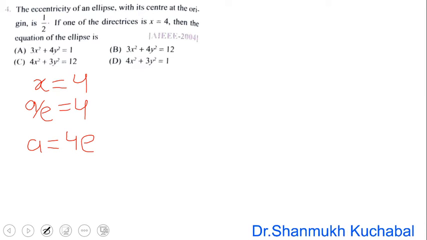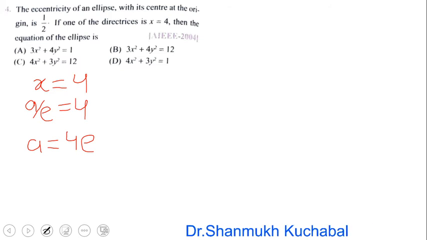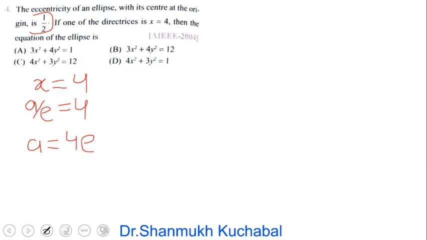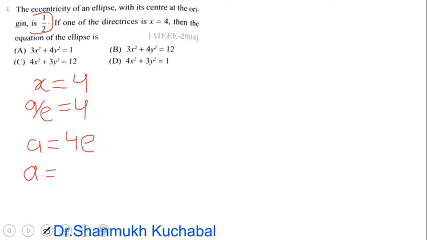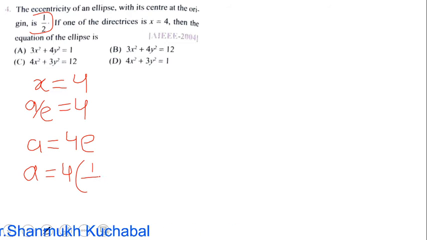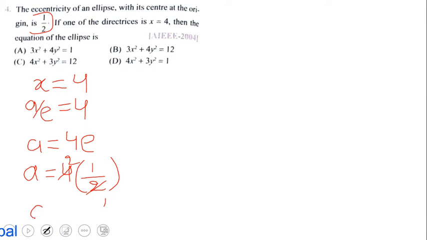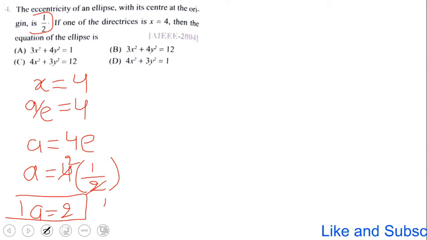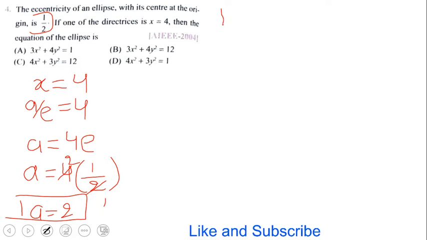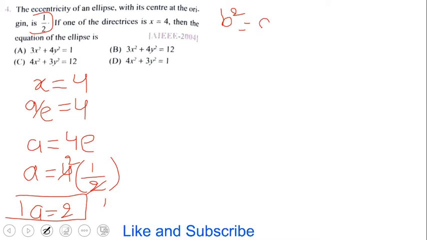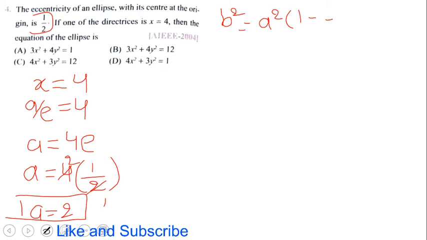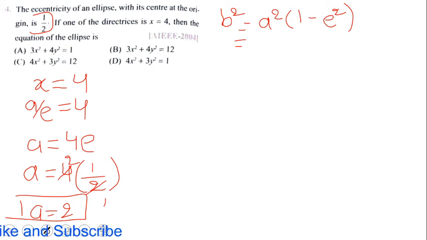So further, they have given the eccentricity of the ellipse is 1 divided by 2. So a is as it is 4 into e, which is 1 divided by 2. So 2 ones are 2, 2 twos are 4. So a is equal to 2, we are going to get. So now I use the relation between a, b and e. So it is b square equal to a square into 1 minus e square. This is the formula.